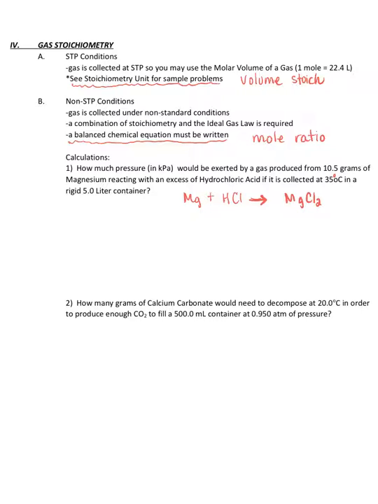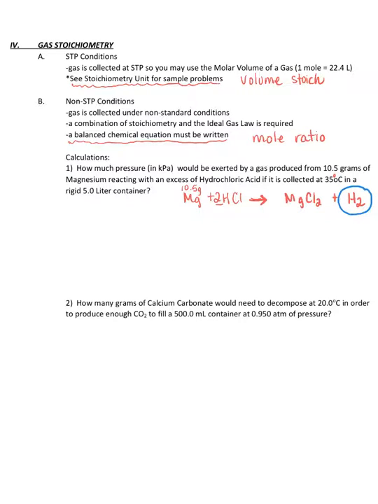Magnesium is +2, chlorine is -1, and then hydrogen by itself is a diatomic element. When we balance this, we end up with a 2 in front of the HCl, and so this is our balanced equation. They give us 10.5 grams of magnesium. And then they say how much pressure would be exerted by a gas produced. Well, which one of our products is a gas? And that should be pretty easy to figure out. Hydrogen is the only product that is a gas.